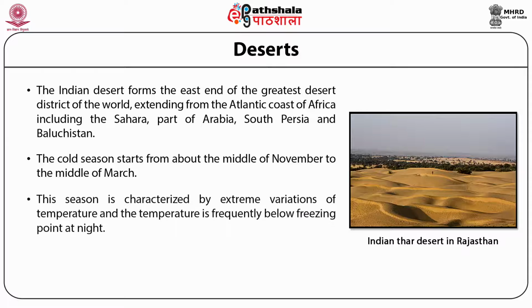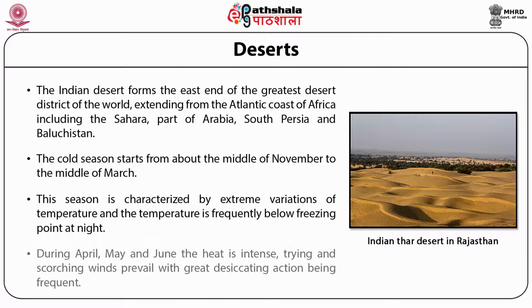This season is characterized by extreme variations of temperature, and the temperature is frequently below freezing point at night. During April, May, and June, the heat is intense and trying, and scorching winds prevail, with great desiccating action being frequent. The relative humidity of the atmosphere is always low.